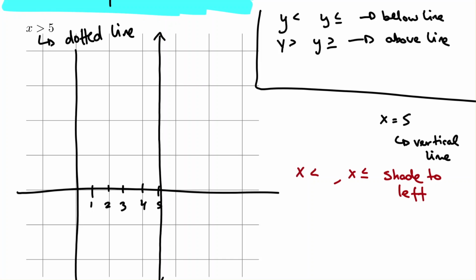X should be less than, so you should do x values less than. Shade to the left. If instead it's this format, then you shade to the right. So shading to the left or shading to the right is kind of the translation of shading above or below, except now we're in the vertical line, so we're talking about left and right, less than and greater than.